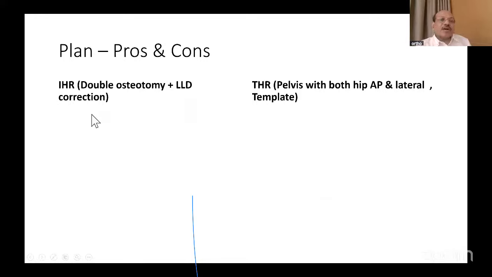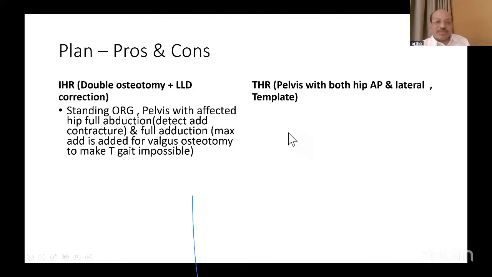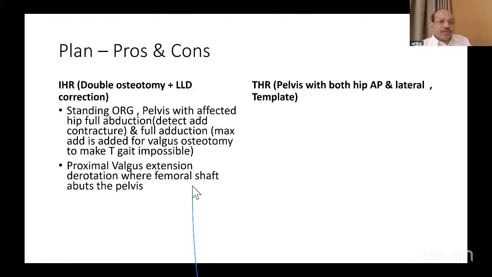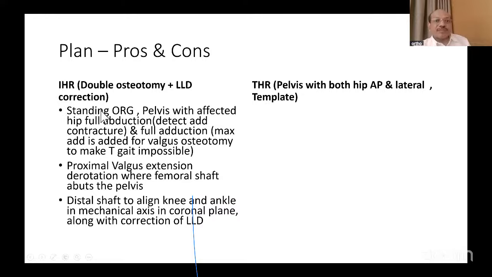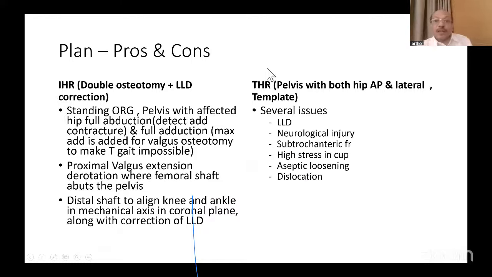Now, what is the plan? That is Ilizarov hip reconstruction, consisting of the double osteotomy plus limb length discrepancy correction, or there's a THR. I'm not going to detail these, they are the theoretical components. What radiographs are used? The standing orthoroentgenogram of the pelvis with the affected hip like this. There are two osteotomies, proximal osteotomy and distal osteotomy. You can read the different details from the internet or the book. There are several issues that I'm not going into detail, as it is a theoretical component.